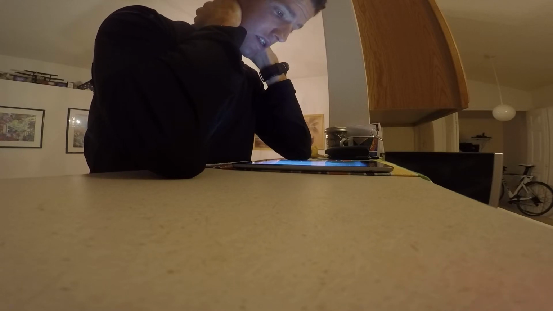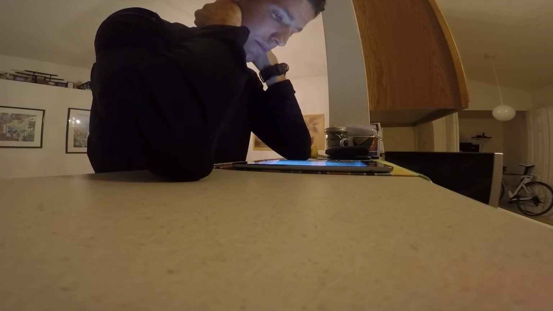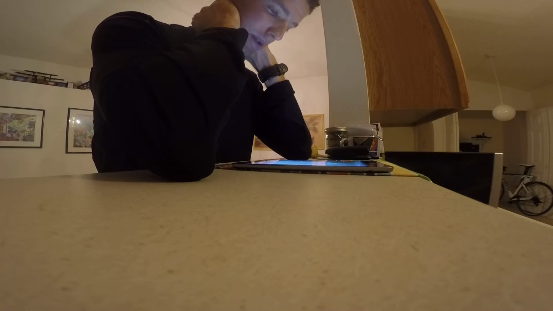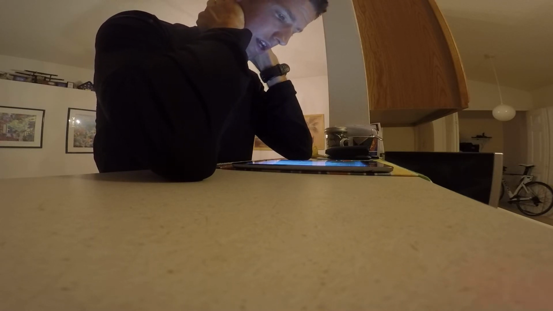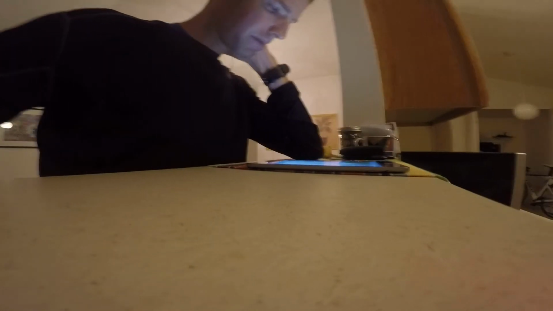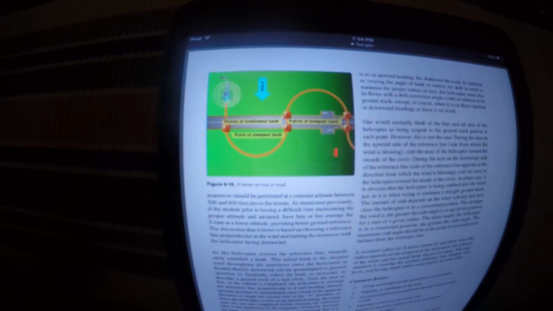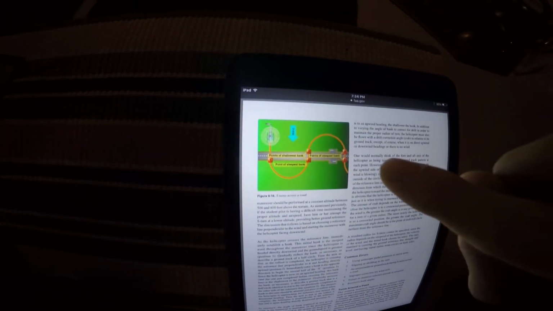This initial bank is the steepest used throughout the maneuver since the helicopter is headed directly downwind and the ground speed is greatest. Gradually reduce the bank as necessary to describe the ground track of the half circle. Time the turn so that as the rollout is completed, the helicopter is crossing the reference line perpendicular to and heading directly upwind, position number 2. Immediately enter a bank in the opposite direction to begin the second half of the S, position number 3.